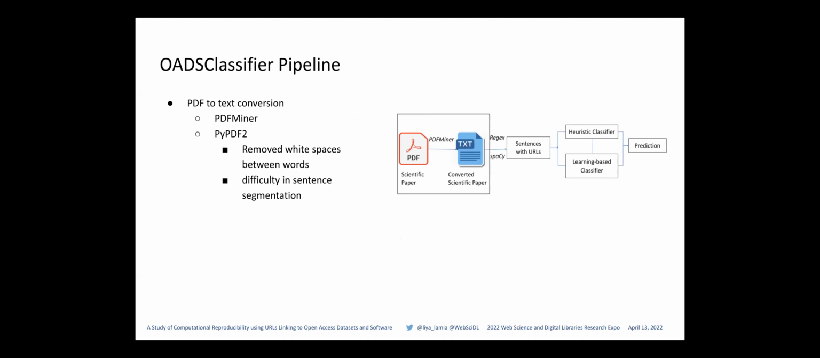So now I'm going to talk about the OADS classifier pipeline. In the first step, we took the research papers which are already in PDF format, and we converted them into text files. We used two different libraries: one is PDFMiner and another one is PyPDF2. While working with the conversion results from both libraries, we noticed that in the text files converted by PyPDF2, some white spaces between words were removed, which made it nearly impossible to perform the sentence segmentation task properly. So we proceeded with the results that we got from PDFMiner.